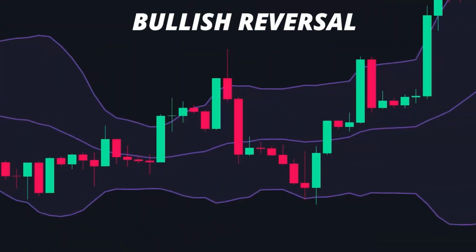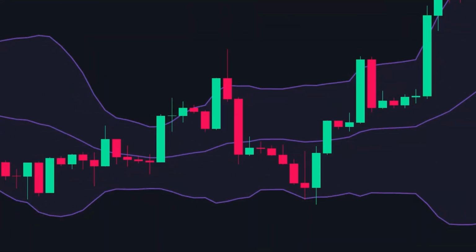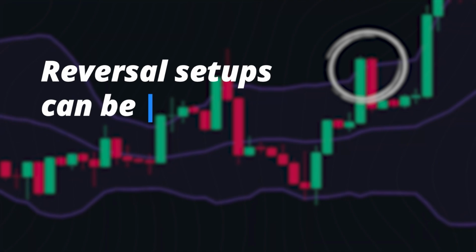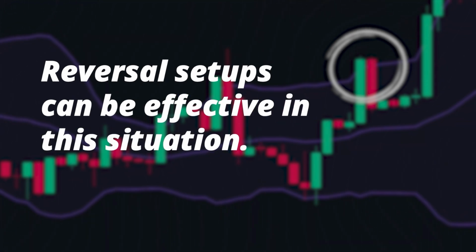For a bullish reversal scenario, note that the price reaches the lower band on this candle before quickly reversing upward. The price continues to approach the upper band, suggesting that reversal setups can be effective in this situation.